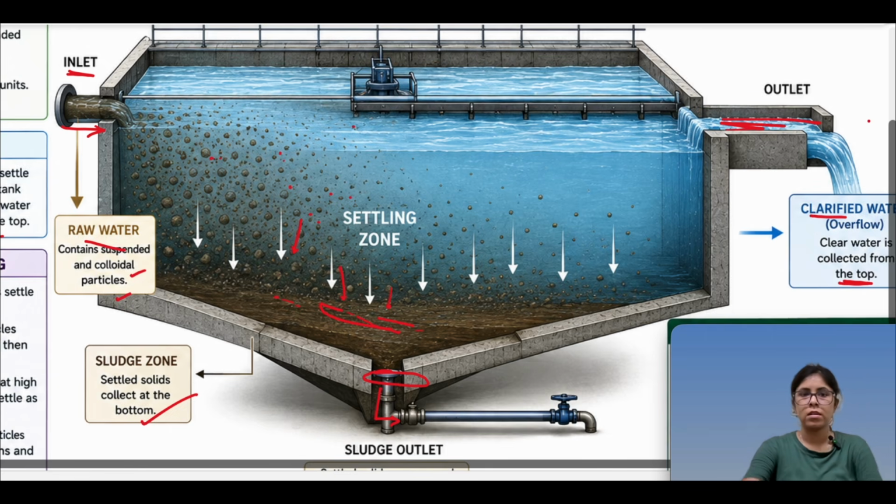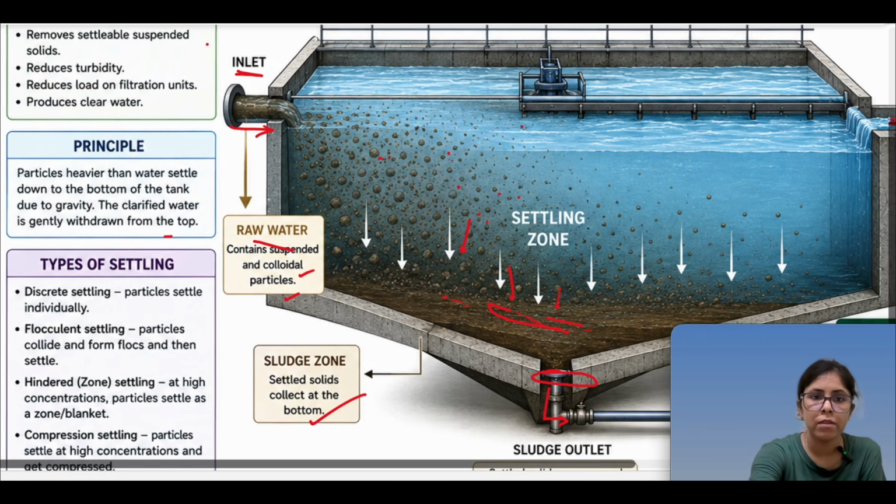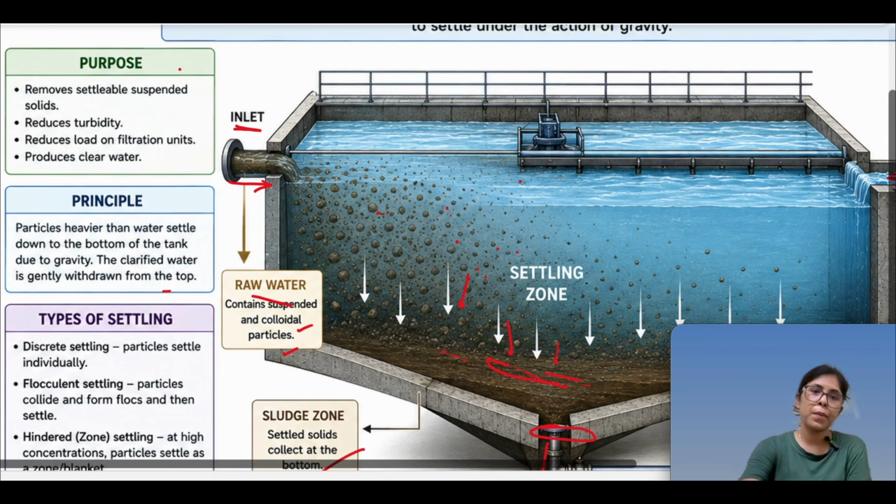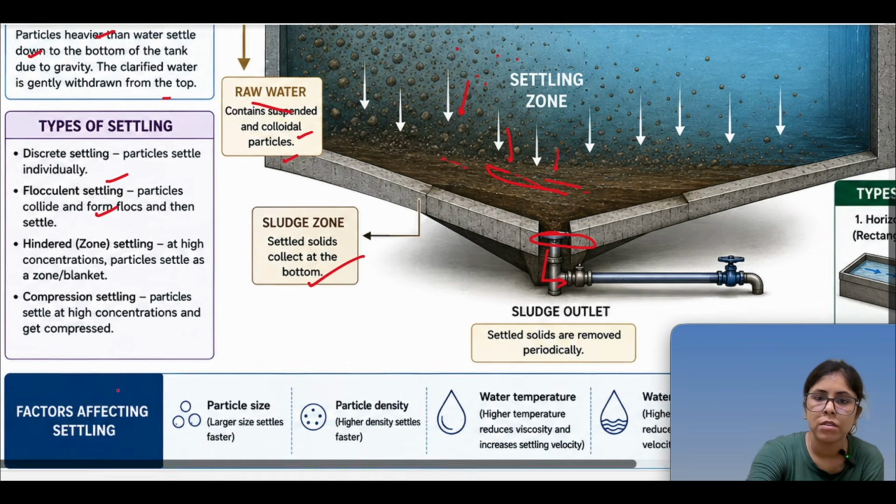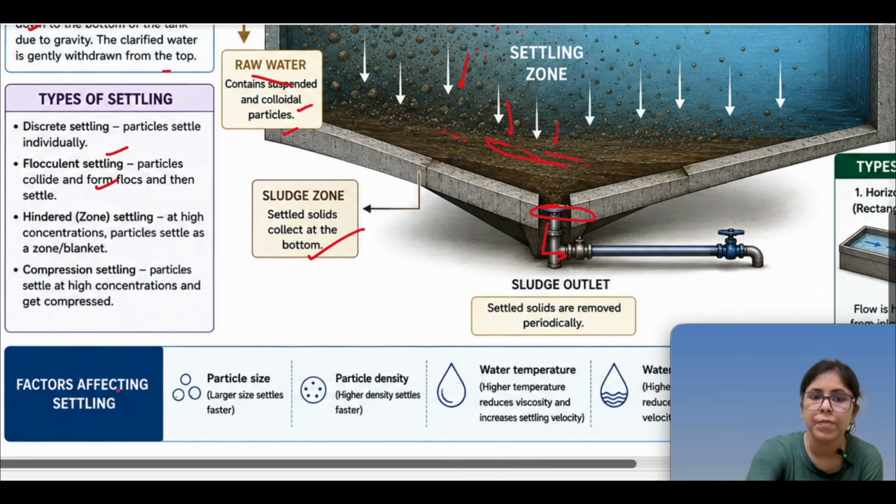So the purpose of sedimentation is to remove settleable suspended solids, reduce turbidity, reduce the load on filtration units, and produce clearer water, right? And the principle behind it is that heavier particles will settle down under the action of gravity, right? And then we'll be seeing the types of settling later. So we can discuss that in a later part of this lecture.